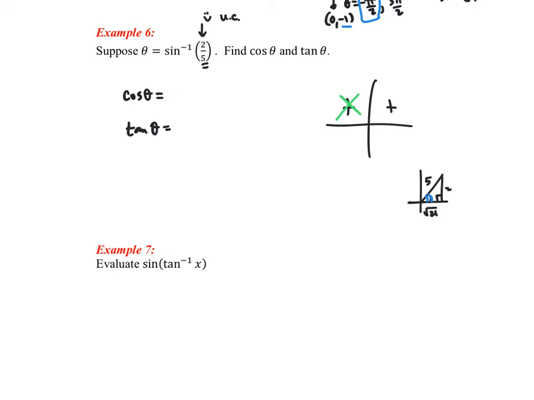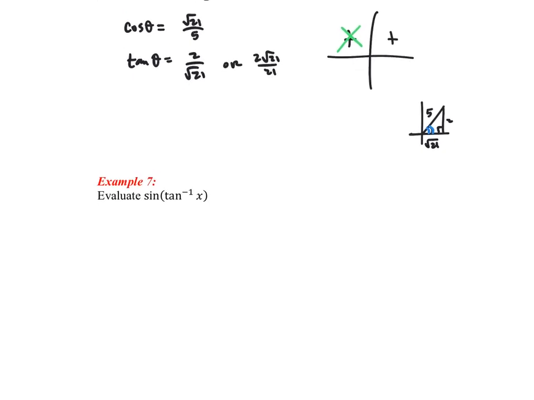Because I now know, using the Pythagorean theorem, the third side, I can find the cosine of theta, which would be root 21 over 5, which is adjacent over hypotenuse, and the tangent of theta, which would be 2 over root 21, which can also be written as 2 root 21 over 21. So whenever you're given a ratio that's not unit circle recognizable, this is likely the process you're going to be using.